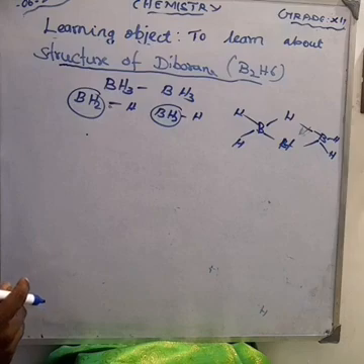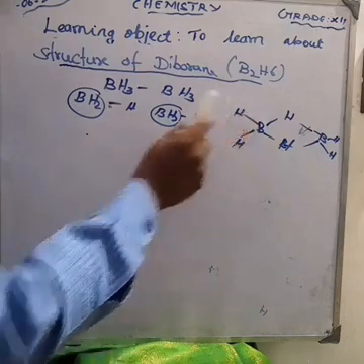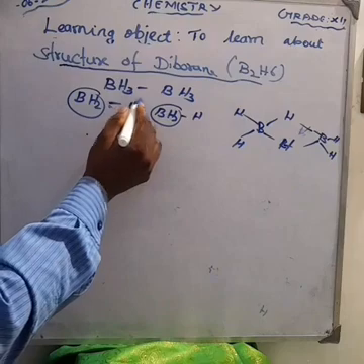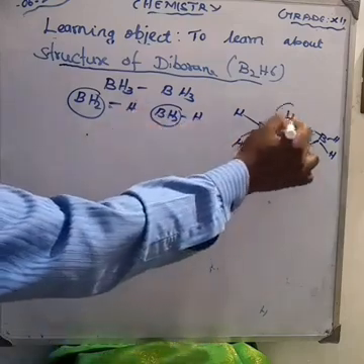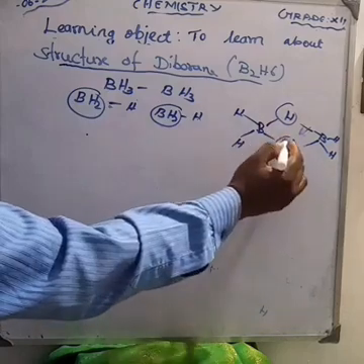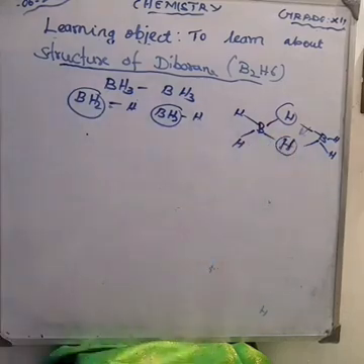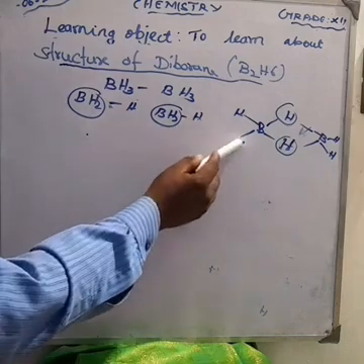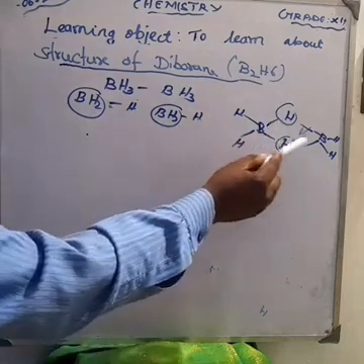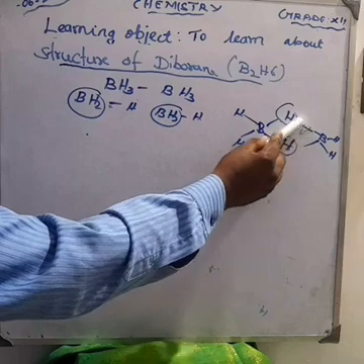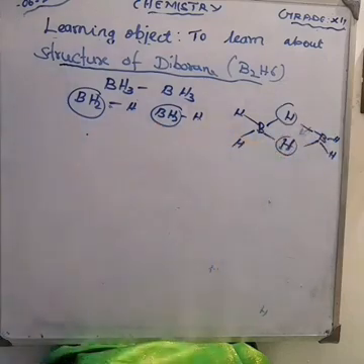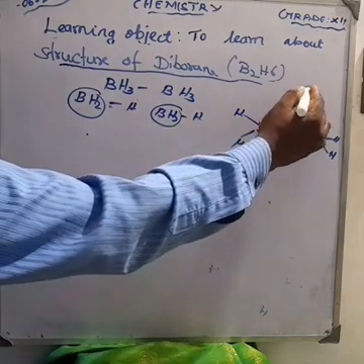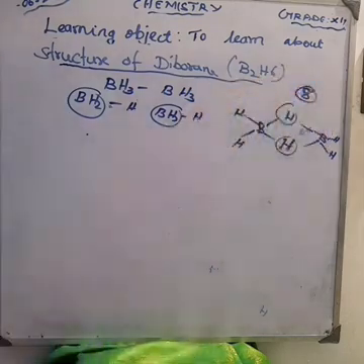So I told you that these BH2 units are linked by 2 bridged hydrogens. Can you understand, my dear children? It has 8 BH bonds. How many BH bonds? 1 BH, 2 BH, 3 BH, 4 BH, 5 BH, 6 BH, 7 BH, 8 BH. 8 BH bonds.